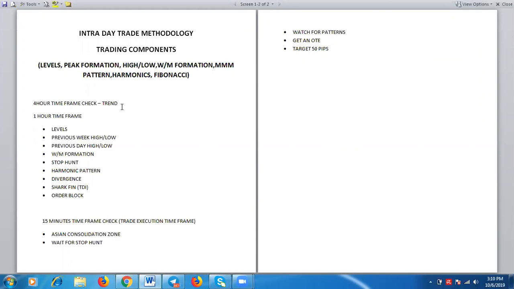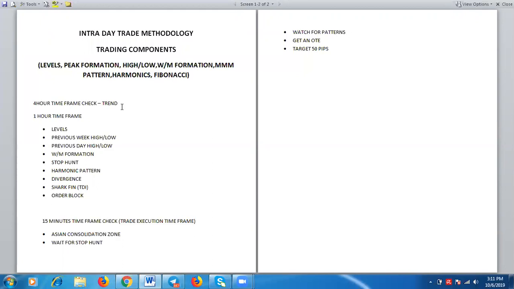Okay, now the 15 minutes time frame is the execution time frame. So for that, I'm looking at Asian consolidation. I take my trade entries at London open, London session, and then end my trade in the New York session. All right, so targeting 50 pips a day. Now on the 15 minutes time frame, I want to watch out for that consolidation zone. Now we know the three things. We look at the consolidation, that's the accumulation phase. We look at the manipulation, and then we look at the distribution.